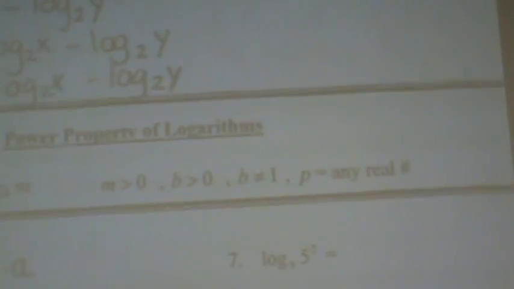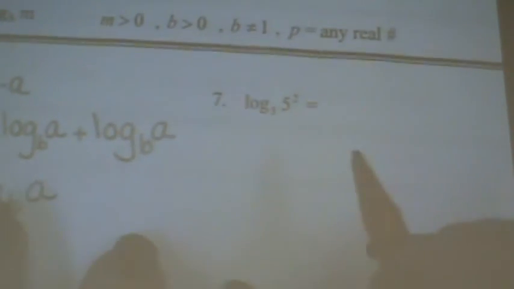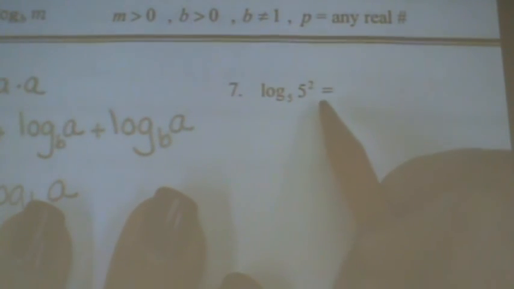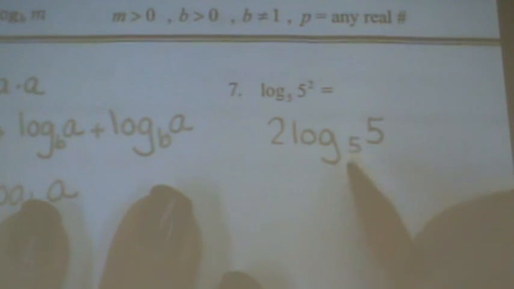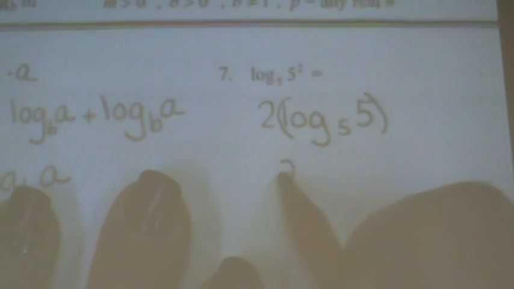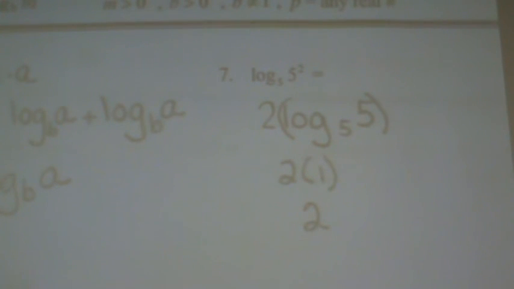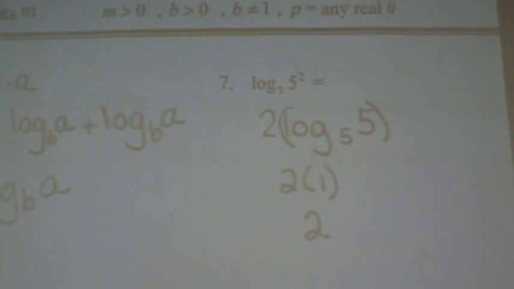And you know what? I forgot to do 7. I just realized I missed one problem in notes. Let's make sure you do this one. I don't want to leave anything blank. How do you do this power rule right here? Bring this 2 in front. 2 times the log of 5 base 5. And what is the log of 5 base 5? What's this equal to right here? 1. The answer's 2. Sorry about that, guys. Okay? So the back is your homework.